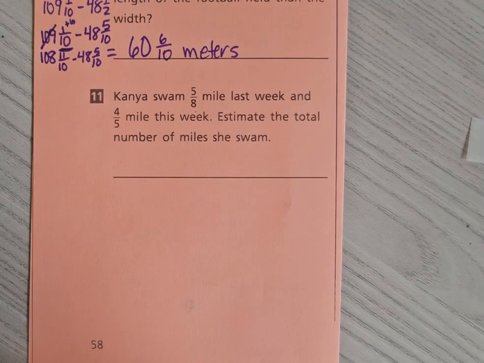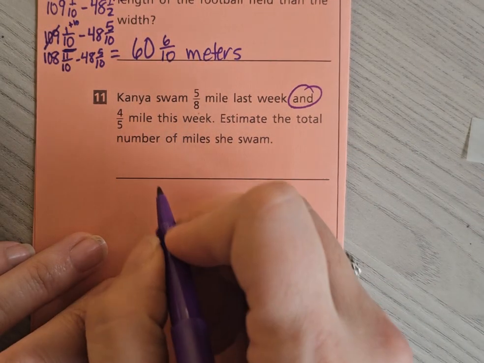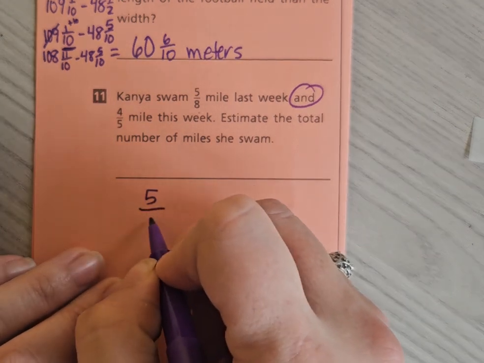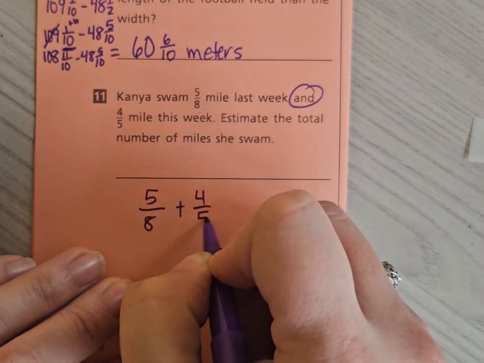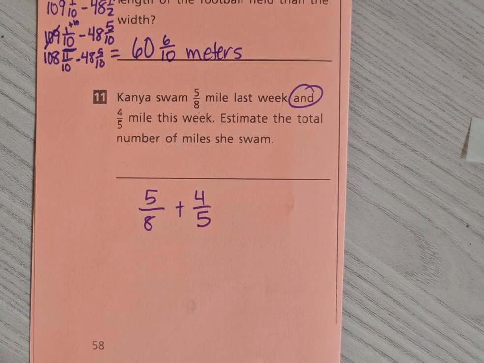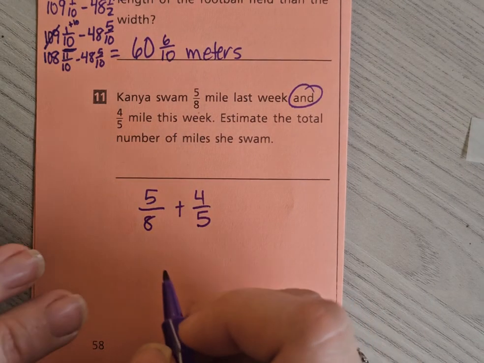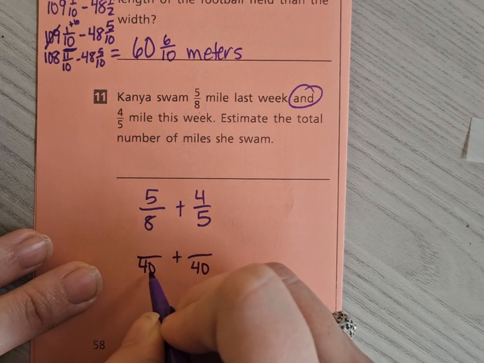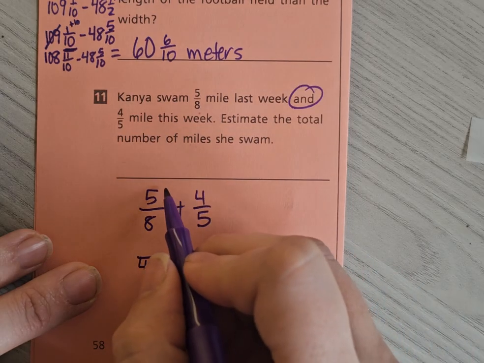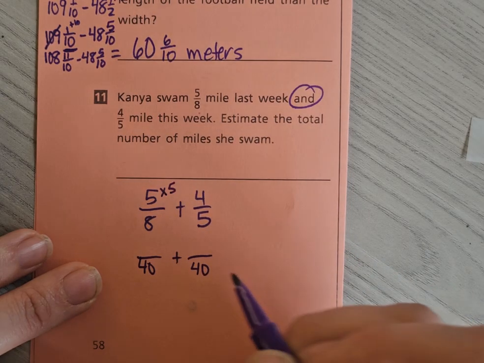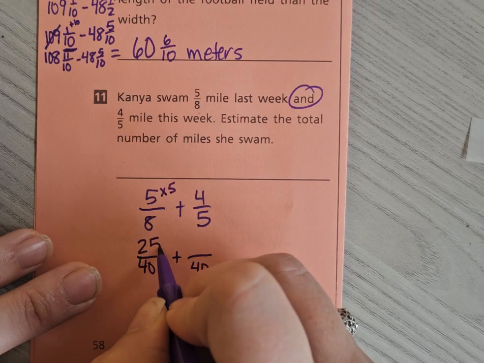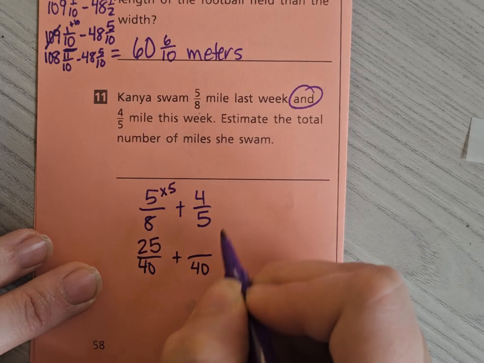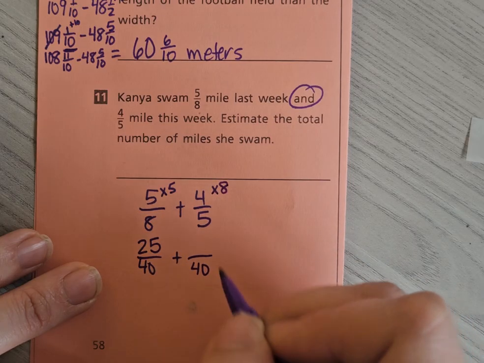Okay, number 11. Kana swims 5/8 of a mile last week and 4/5 of a mile this week. Estimate the total number she swam. The word "and" tells me this is an addition problem. So 5/8 plus 4/5. Okay, come up with a number they both go into. Okay, hopefully you pick 40. Okay, 8 times what gives you 40? And 5 times 5. Okay, 5 times what gives you 40? And 4 times 8.